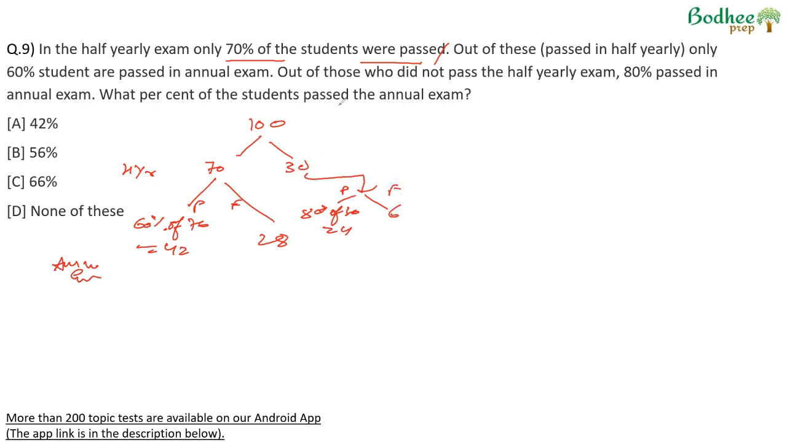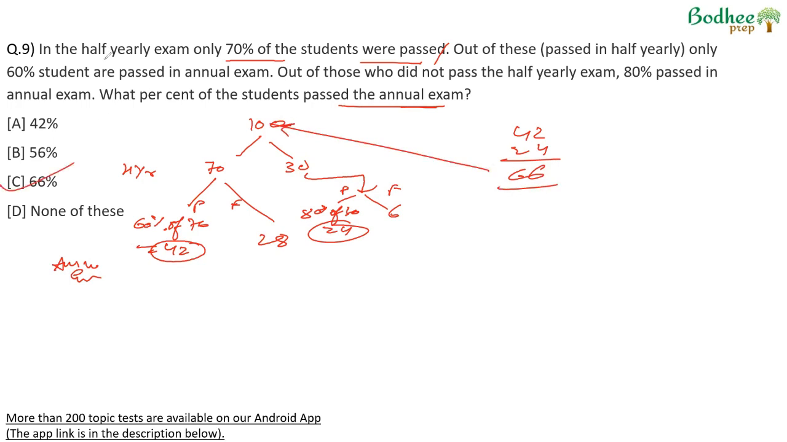What percent of the students passed the annual exam? These 42 and these 24 people passed the annual examination. So a total of 66 out of 100 pass the annual examination. Hence, the required percentage is 66%.